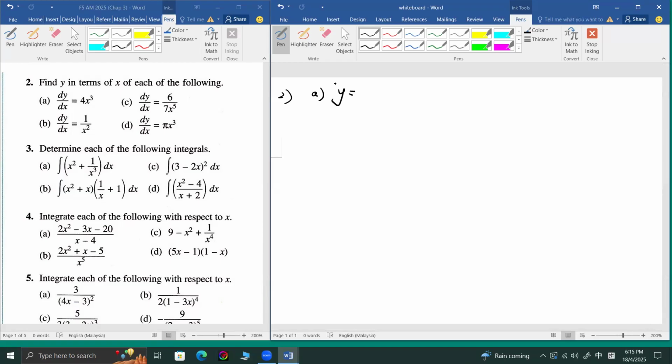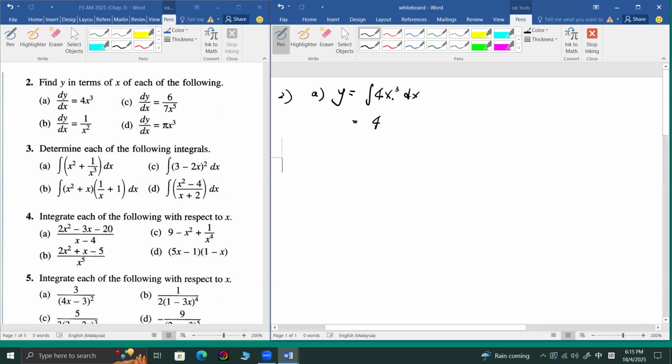Okay, so we see how you integrate. Integrate the dy/dx, that is 4x cubed. Remember last week I mentioned this is the indefinite one. Indefinite means we have no limit here, and the limit is not given, yeah? Okay, do you still remember the formula? Do it like this, 4.